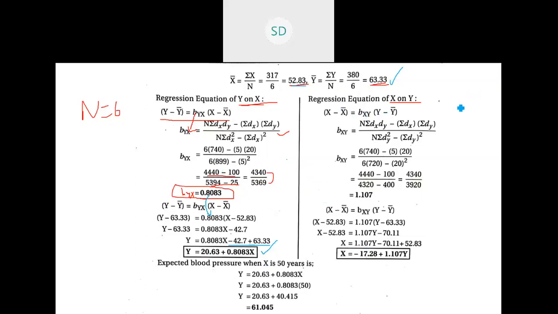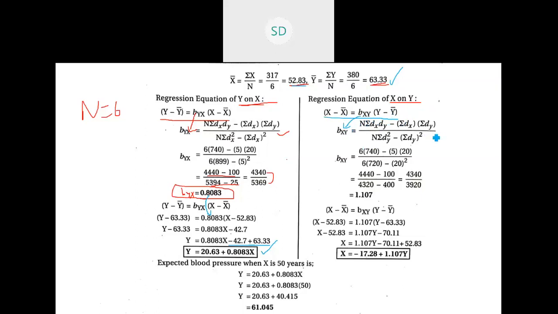Okay. So let us solve the other equation, that is x on y. So first one was y on x, now it is x on y. Now in x on y, x minus x bar is equal to bxy into y minus y bar. This will be the main regression equation. Now here we are supposed to calculate the value of bxy, which is given through this formula.